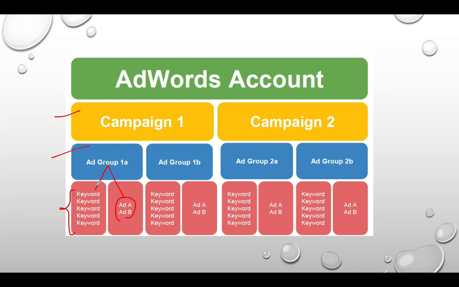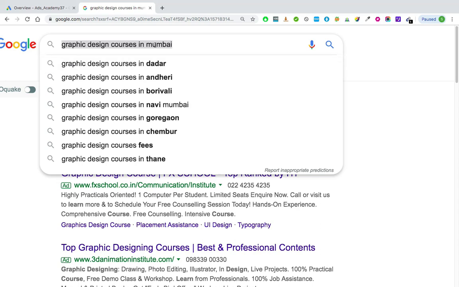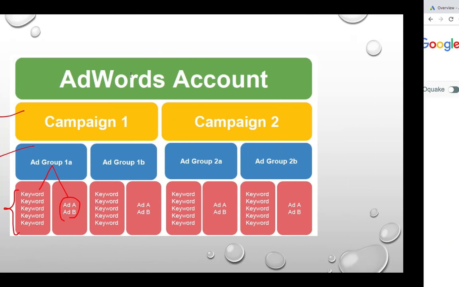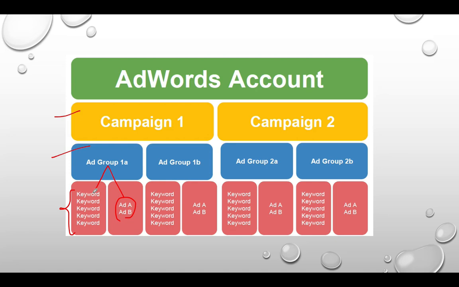For example, if graphic design courses in Mumbai is the user search query, and the keyword is graphic design courses, so the keyword from ad group number 1A is triggered, right? In response, Google will show an ad copy from ad group number 1A. Whether Google shows ad A or ad B, that call is taken by Google, and mostly the ad which is better performing and has a higher CTR gets the preference.